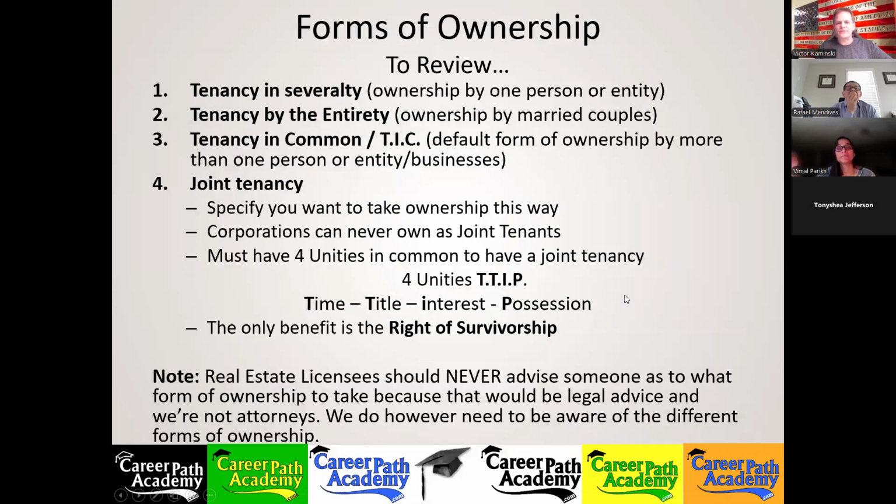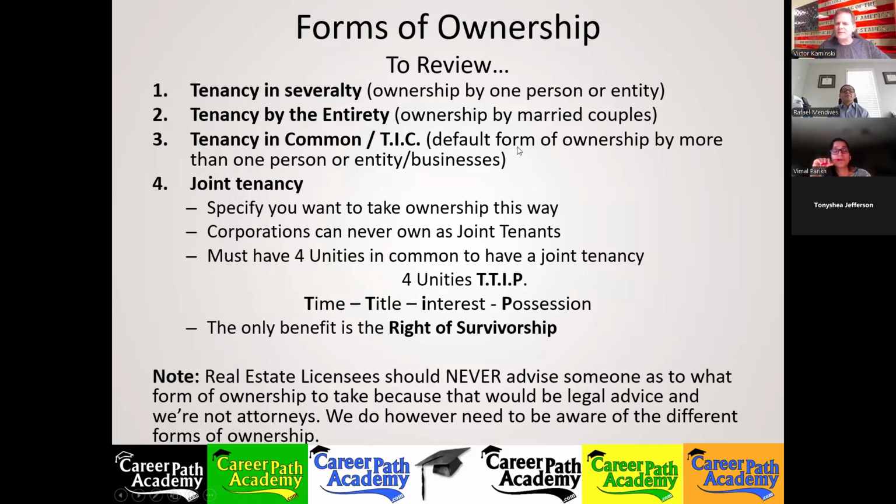Okay, so in review, tenancy in severalty is ownership by one person or entity. Tenancy by the entirety is ownership by married couples who have the right of survivorship, but not the right to partition a property. Tenants in common is the default form of ownership, two or more people not married to each other. So that's why when people get divorced, it goes from a tenancy by the entirety to a tenancy in common. And then you have the right to partition at that point.